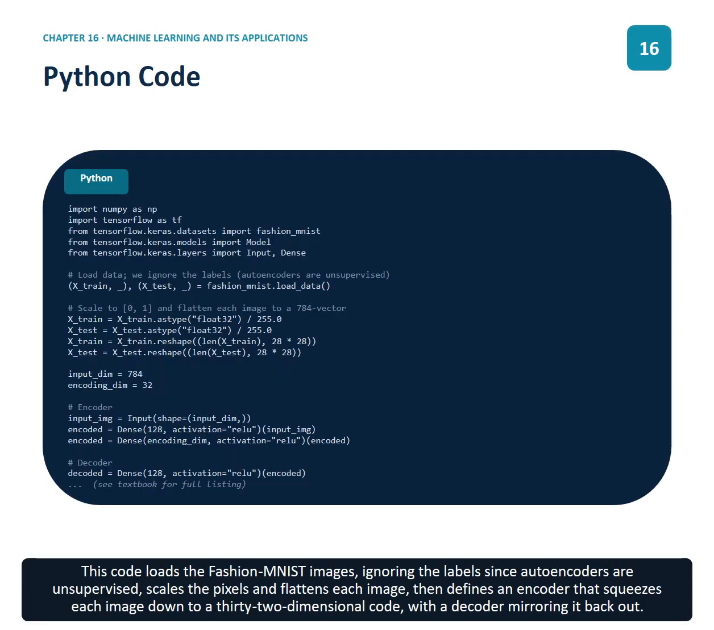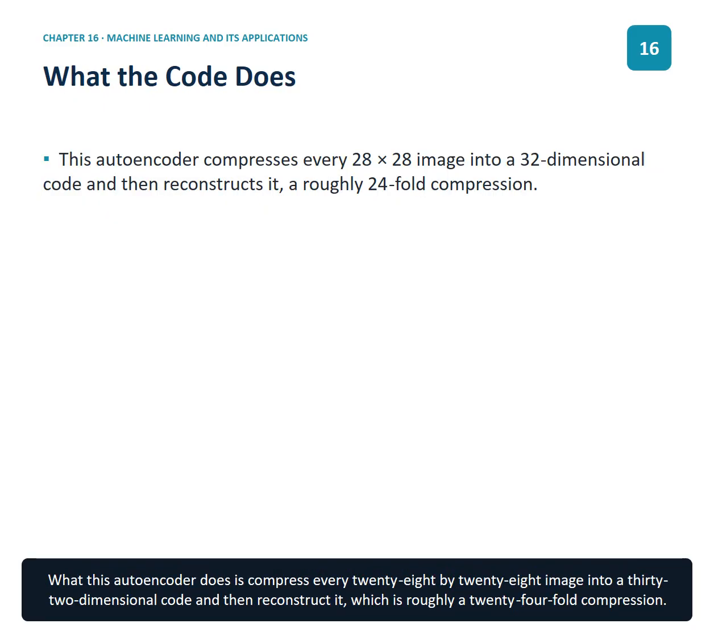This code loads the fashion MNIST images, ignoring the labels since autoencoders are unsupervised, scales the pixels and flattens each image, then defines an encoder that squeezes each image down to a 32-dimensional code, with a decoder mirroring it back out. What this autoencoder does is compress every 28 by 28 image into a 32-dimensional code and then reconstruct it, which is roughly a 24-fold compression.